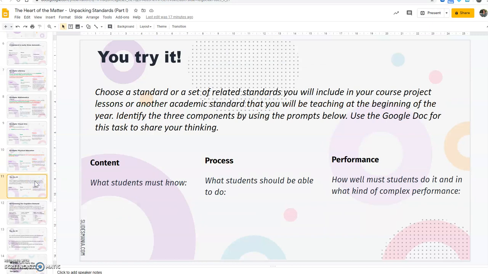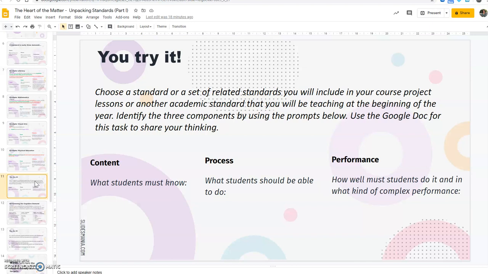What I want you to do is choose a standard or a set of related standards that you'll include in your course project lessons. And I want you to identify these three components or demands by using these prompts below. There's a Google Doc attached to this assignment. Please use the Google Doc. It will prompt you to make a copy first, and you don't need to send it back to me. Just keep it because you're going to be using it throughout the rest of part 1 and part 2.